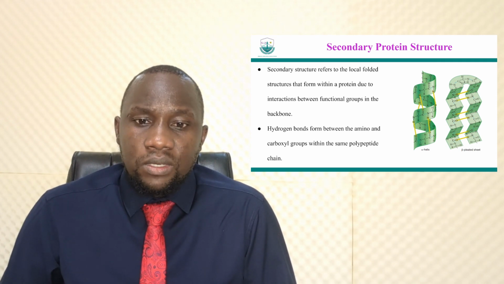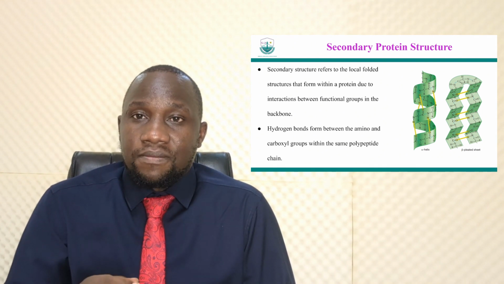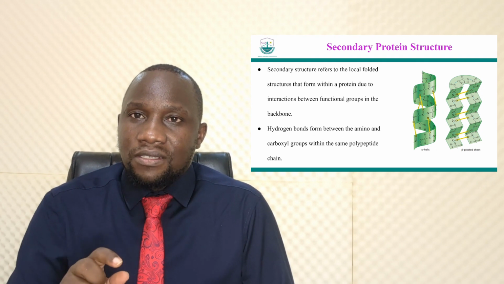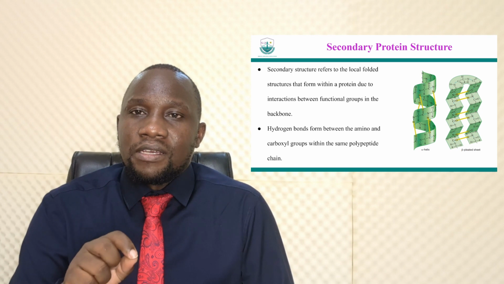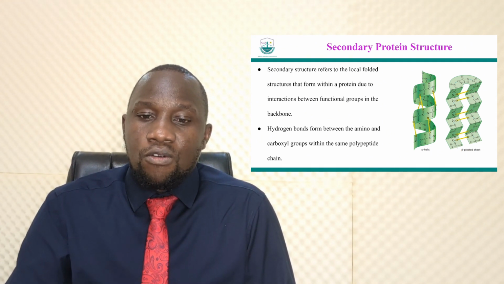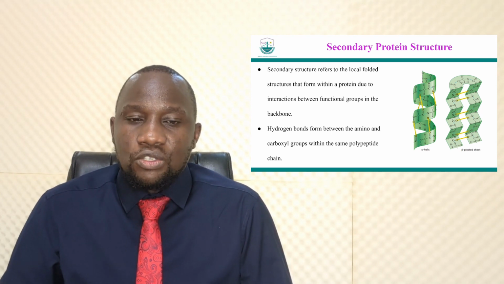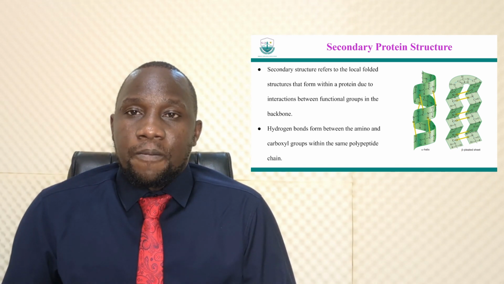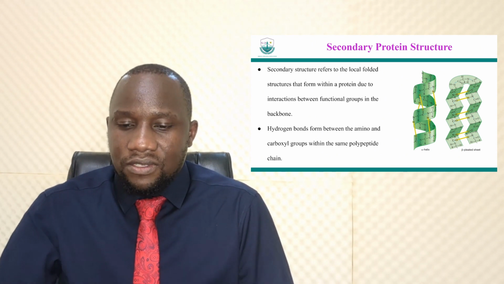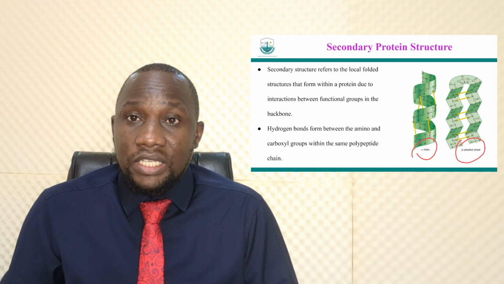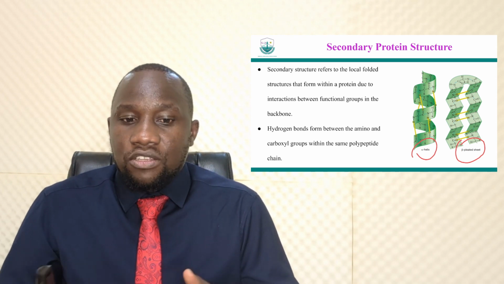So the second level is the secondary protein structure. Here, we are now talking about folding. Okay, so from secondary going forward, we are talking about folding, but this folding differs with the extent to which you have the different bonds and interactions. Okay, that's very important. So with the secondary, you're having local folded structures that form within a protein due to the interactions between the functional groups in the backbone. So we have beta folded proteins and also alpha, or what we can term as alpha helix, which is this, and then beta pleated sheets. These are all secondary protein structure.